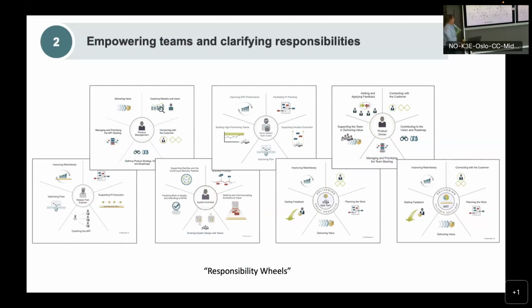I touched on this. So empowering the teams, clarifying responsibilities. They have these responsibility wheels, and then they have descriptions of what you would normally be doing and some techniques you can use in the different areas. You have the agile team responsibility. I like that concept that you actually give the team a responsibility and not just the single roles. And you have the ART responsibility, so that's the team of teams as well. Product owner, scrum master, there are more than these ones. So they have them for more or less all the roles.